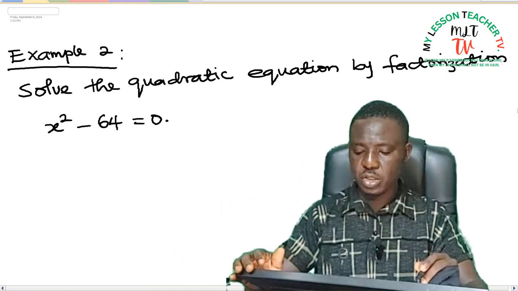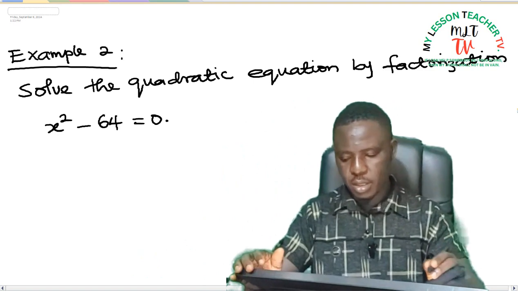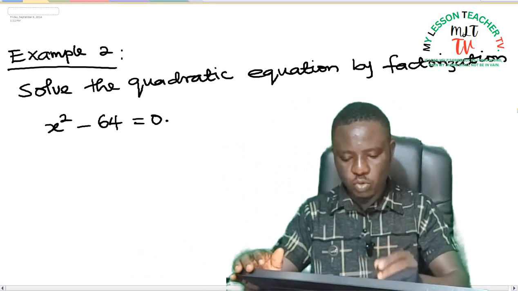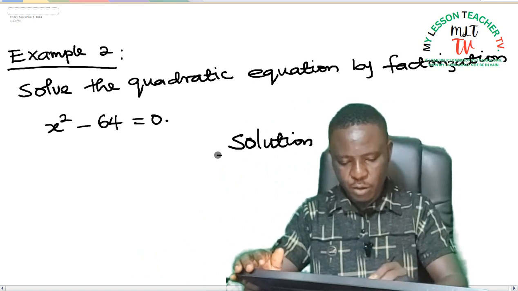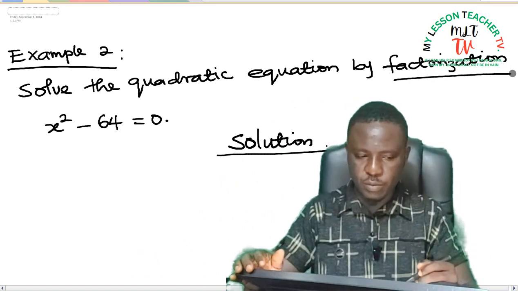Example 2 says solve the quadratic equation by factorization. x squared minus 64 is equal to 0. Now, the question is specific, okay? They gave us this method to use, which is the factorization method.